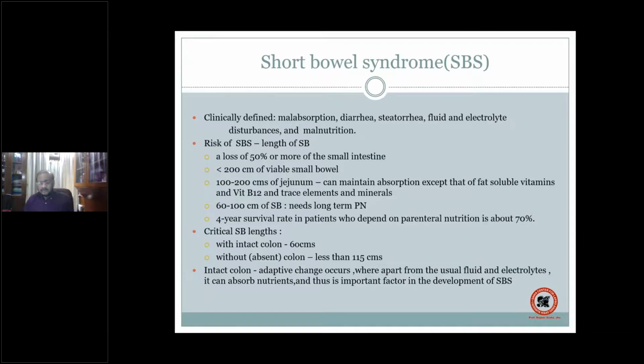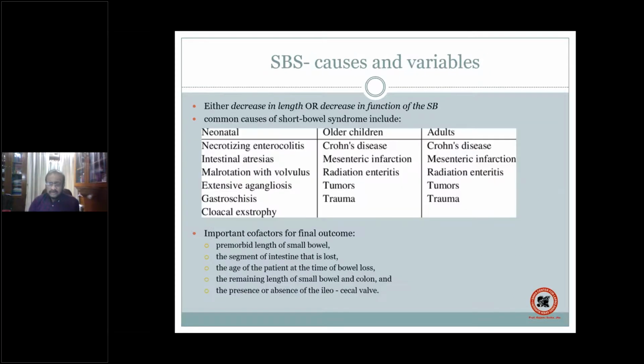The critical small bowel length, remember, we just now referred to that in the last slide: 60 centimeters with an intact colon, 115 centimeters of small bowel with an absent colon. With an intact colon and 60 centimeters, how does the colon help you? Why is so much importance given to the colon? Because the colon can adapt itself; adaptive changes occur, where apart from the usual fluid and electrolytes, it can absorb nutrients, and thus is an important factor in the development of short bowel syndrome.